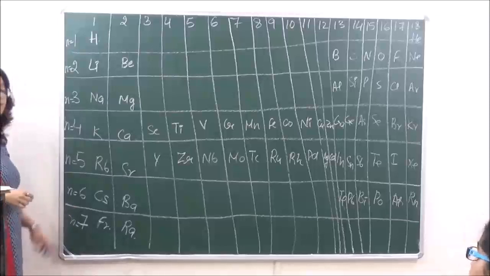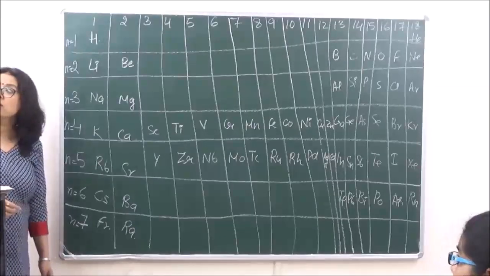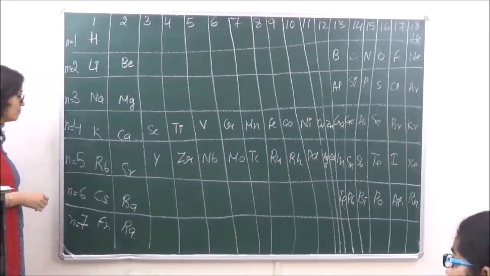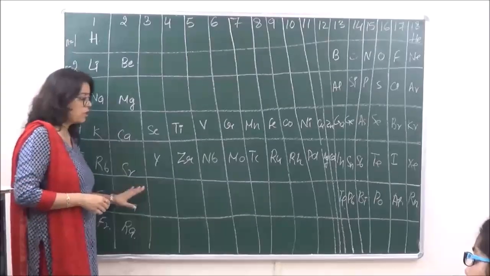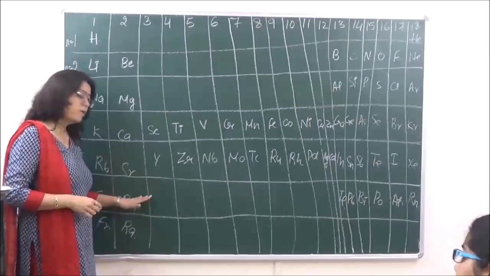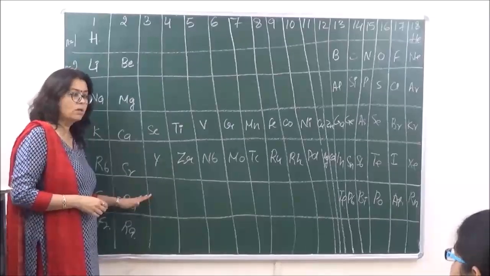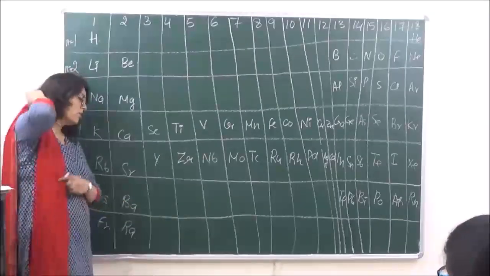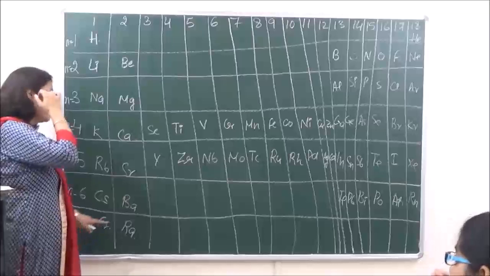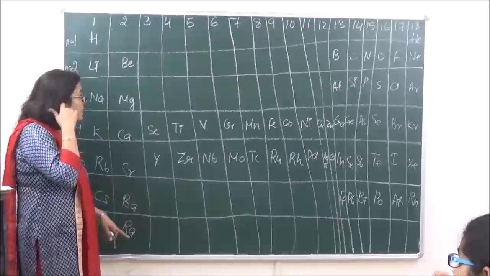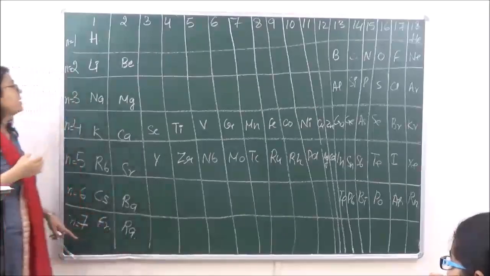Then we come to the sixth. n is equal to 6. It starts from lanthanum to lutetium as I have told you. So we are not going to do this over here. We will do it once we do the d block. Right? Same is here also. 7th period also we will do later. Right?